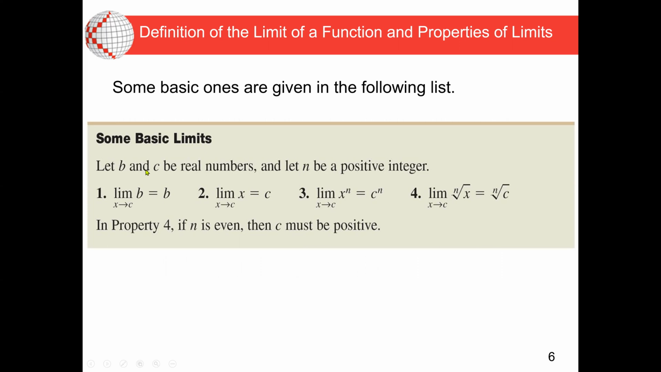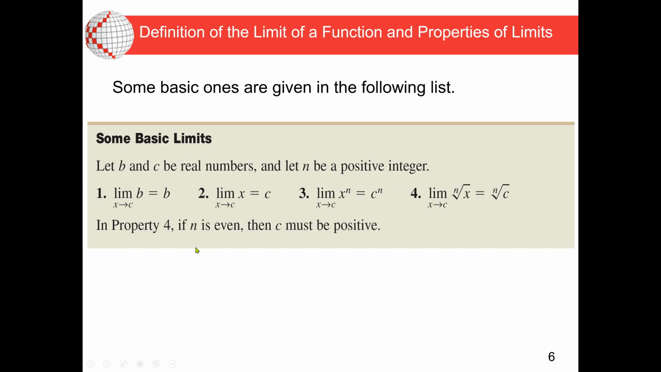So let b and c be real numbers, and let n be a positive integer. So here first we say the limit as x approaches c of b is equal to b. And also the limit of x as x approaches c is equal to c. And then the limit of x to the power n as x approaches c is equal to c to the power n. And also the limit of the nth root of x as x approaches c will be the nth root of c.